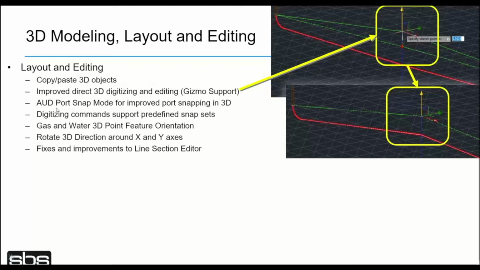In addition to that, there's also a new snapping mode that works alongside of the AutoCAD snapping modes that will override and ensure that the snap is done to an actual AUD port definition. So if needing to work in 3D and ensure ports are snapped, this snap mode makes that much simpler.